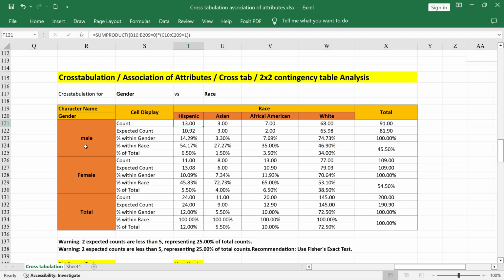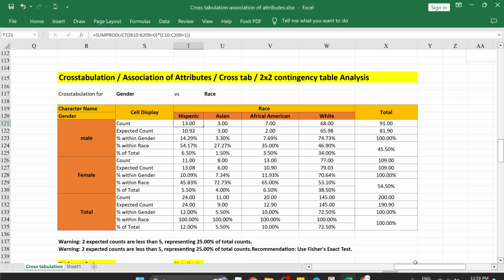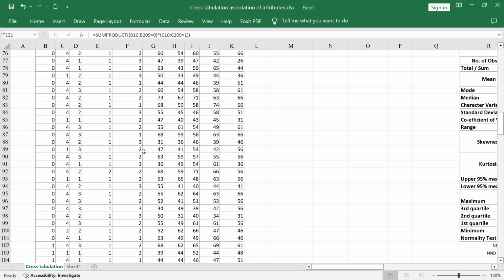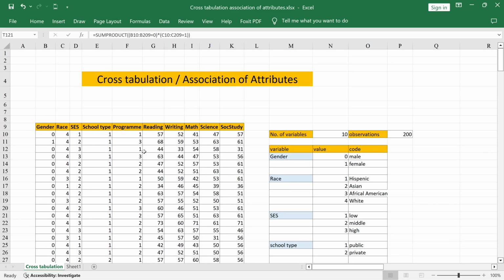That is a category. Keep in mind before doing the analysis that in frequency distribution or cross tabulation we need only qualitative data or categorical data, right? So we consider gender, race, then socioeconomic status, then school type, then program for the analysis of cross tabulation. But we also have the quantitative data.